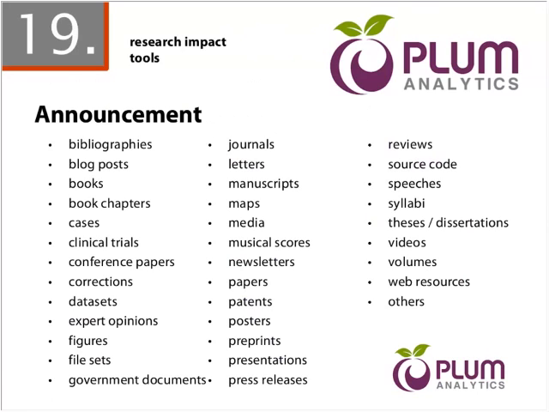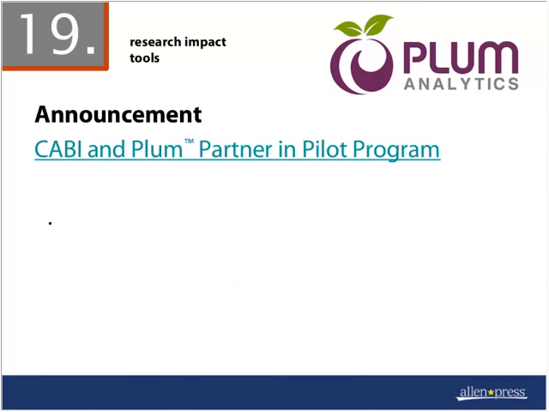A recent announcement from Plum earlier this year is that they are partnering with CABI on a 6-month pilot program that started in April. Scientists at CABI will be using PlumX to gauge the impact of their agricultural and environmental research. As part of the project, CABI is using PlumX metrics to measure the recent research of its authors and is showcasing their articles and books on CabDirect, which is their scientific research portal.